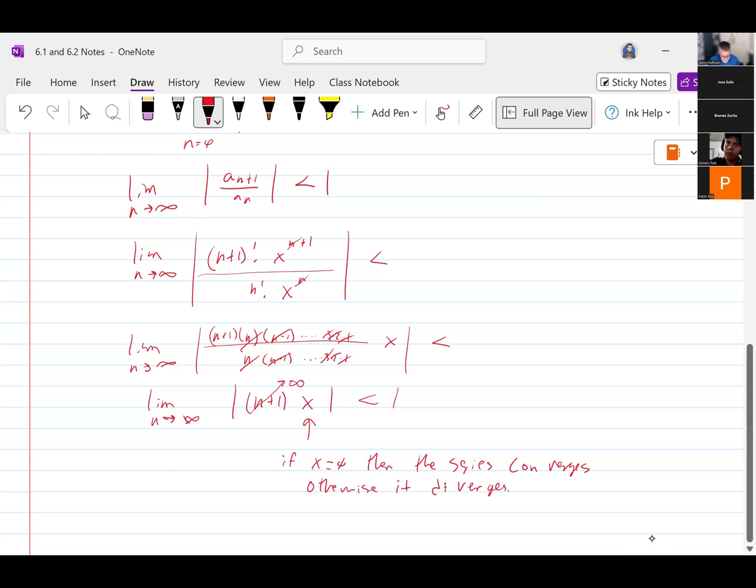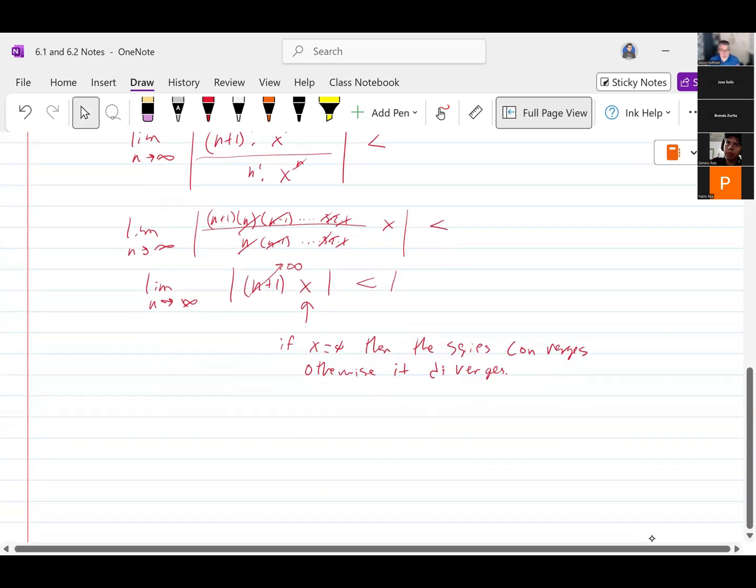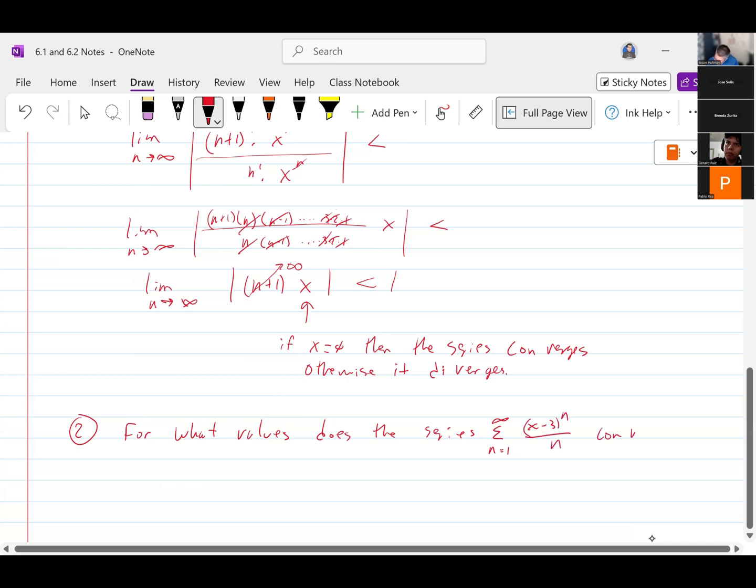Okay, let's try one where it actually converges to something. It just doesn't diverge. Let's try a different one here. For what values does the series summation n equals 1, we're going to start at 1 this time, to infinity of (x minus 3) to the nth power all over n, when does this converge?